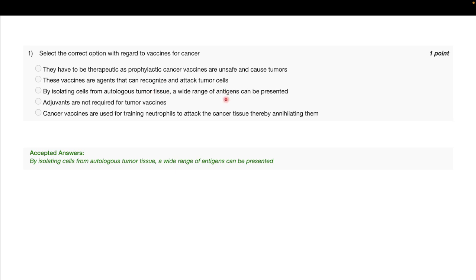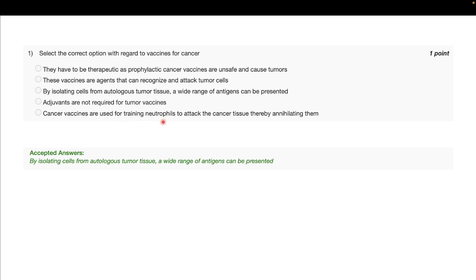This is one of the most important advantages of using autologous tumor tissue. So this is correct. Adjuvants are not required for tumor vaccines. That is false. You need adjuvants. You need the immune system to know that this particular antigen is actually causing tumors. So adjuvants are used to strengthen the immune response whenever you use it for tumor vaccines.